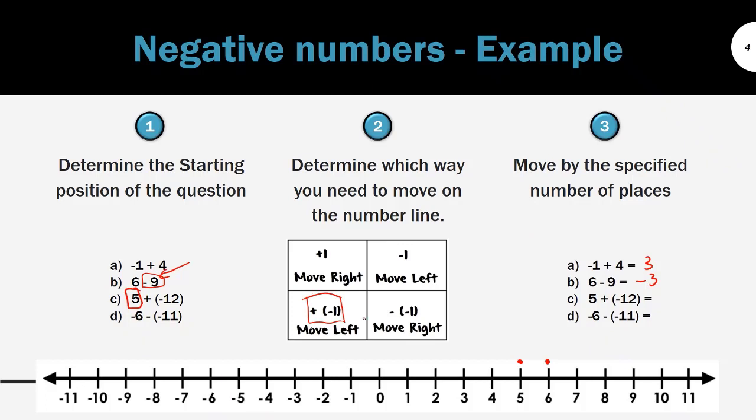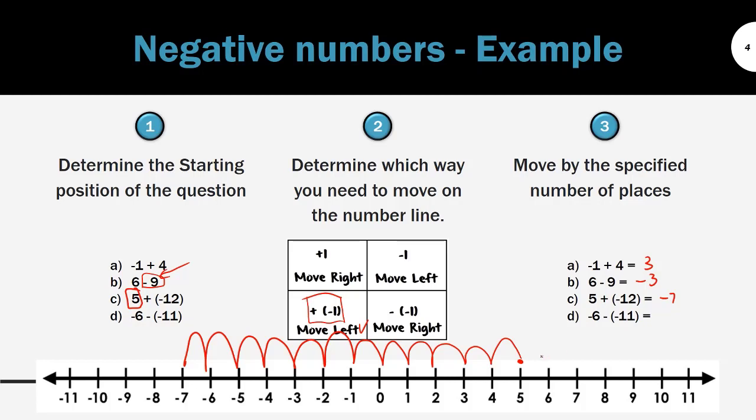So that's what this one is here. I need to move left. I need to move by 12 positions. Okay, so 1, 2, 3, 4, 5, 6, 7, 8, 9, 10, 11, 12. I'm going to end at negative 7.